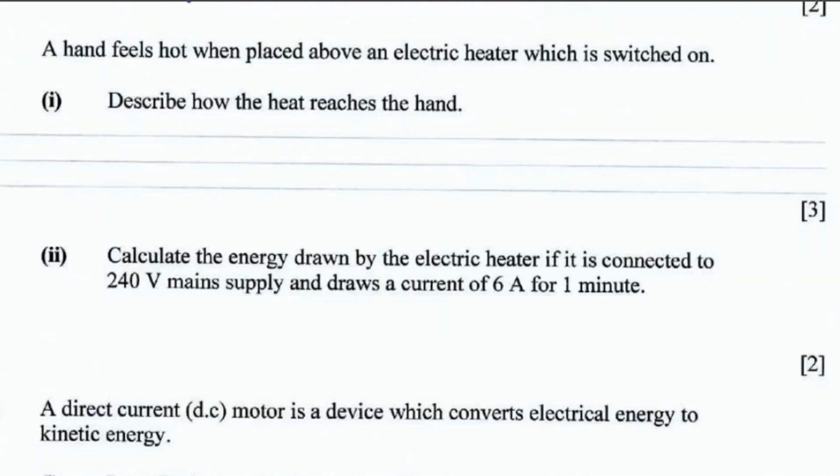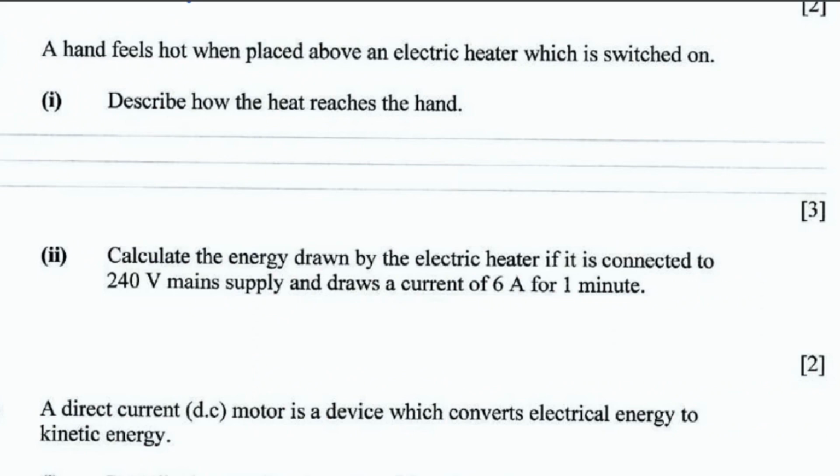Part F, this one is supposed to be part B. A hand feels warm when placed above an electric heater which is switched on. Describe how the heat reaches the hand. Take note here that heat is not going to move by conduction. Why? Because the surfaces are not in contact.